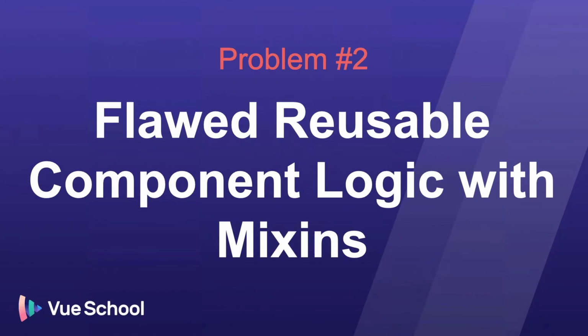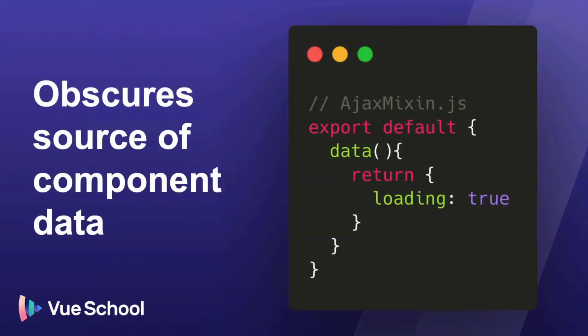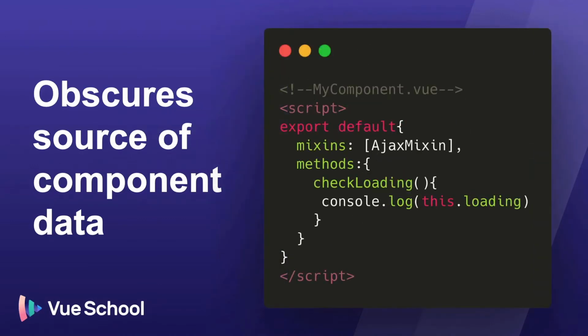Mixins are the primary mechanism for reusing logic between components in Vue 2. However, they come with a few less than desirable side effects. First, they obscure the source of component data, methods, and so on. Let's say you define a loading data property in a mixin. When you put the mixin to use in a component, just looking at the component, you'd really have no idea where this.loading is coming from without digging into each of the component's mixins, and in a real application, there could be more than just the one mixin registered here.